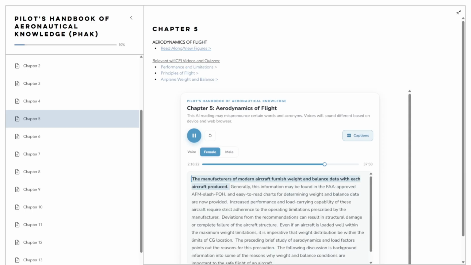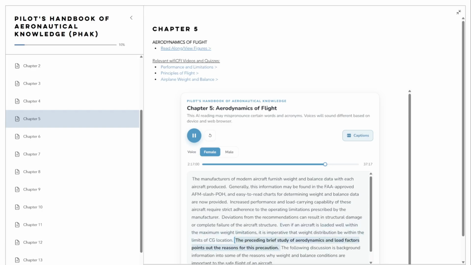The manufacturers of modern aircraft furnish weight and balance data with each aircraft produced. Generally, this information may be found in the FAA-approved AFM/POH, and easy-to-read charts for determining weight and balance data are now provided. Increased performance and load carrying capability of these aircraft require strict adherence to the operating limitations prescribed by the manufacturer. Deviations from the recommendations can result in structural damage or complete failure of the aircraft structure. Even if an aircraft is loaded well within the maximum weight limitations, it is imperative that weight distribution be within the limits of CG location.